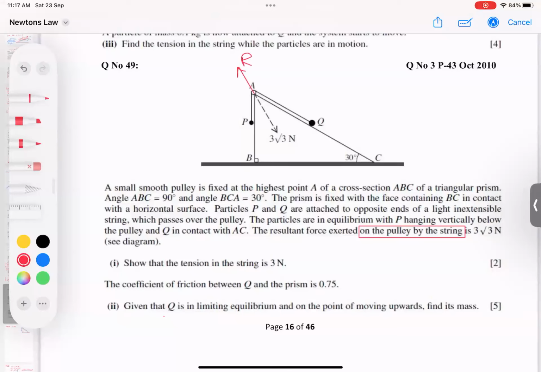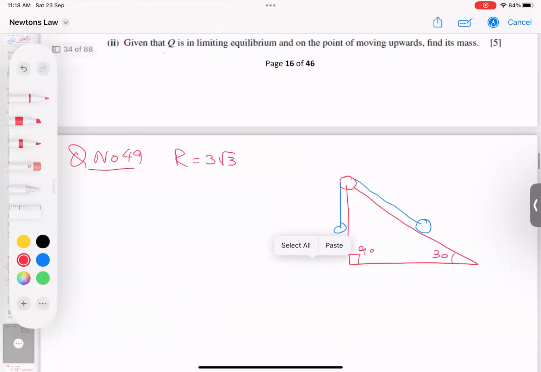And this is called R. Okay. And what is this value? It is 3 root 3. So this is also 3 root 3. And we have a special formula for it. And what is that formula? The formula is R equals 2T cos alpha divided by 2. Okay, so this R I am showing here.